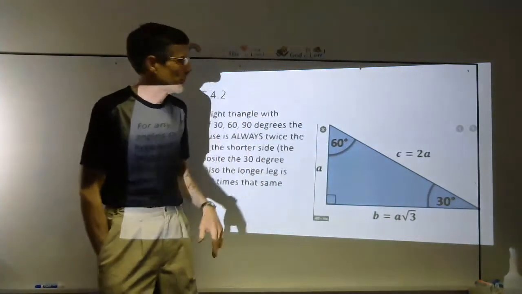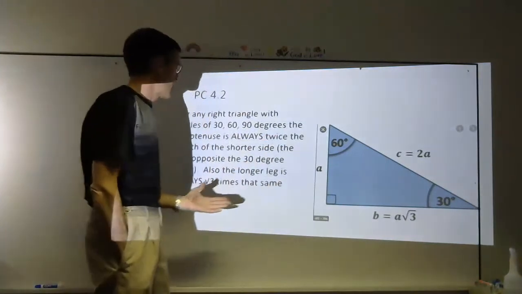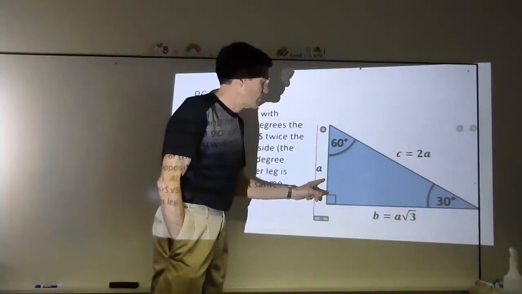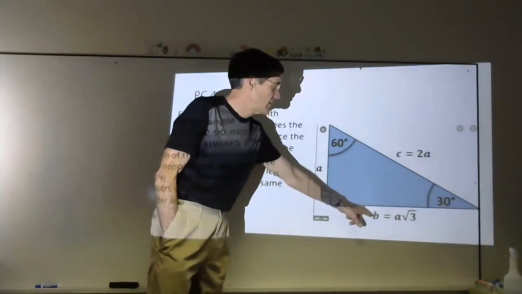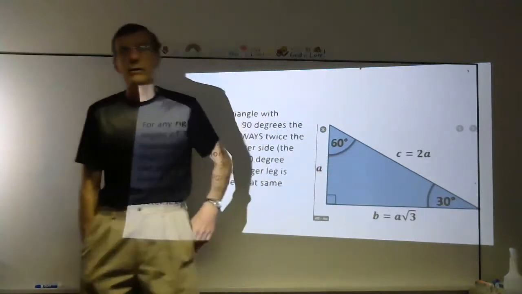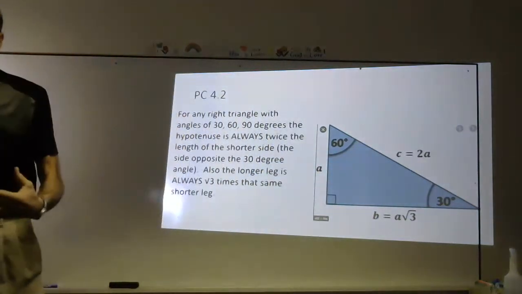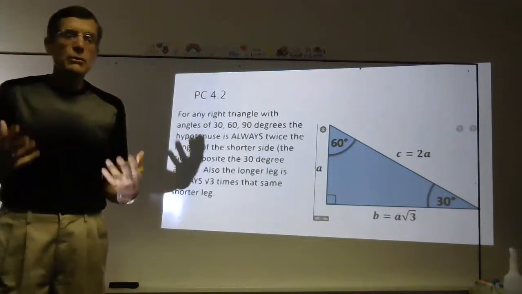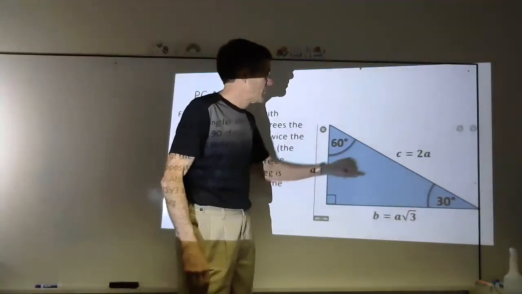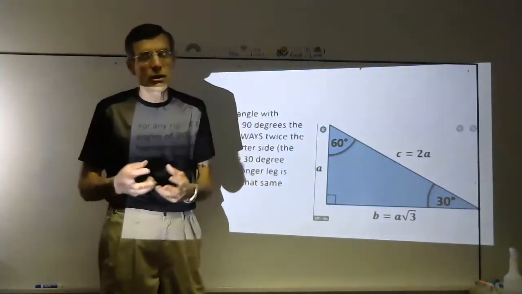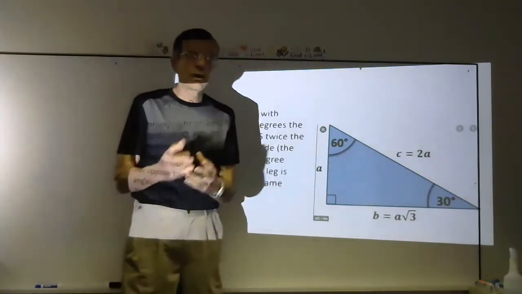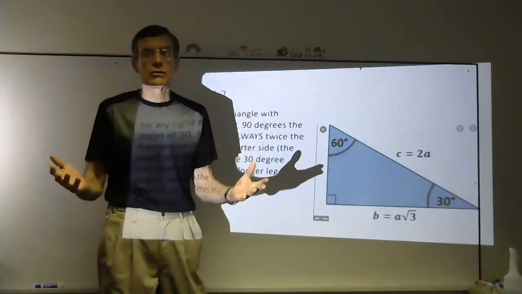But that's not important. Now, there's also a relationship between the longer leg and this shorter side. The longer leg on this side is always √3 times the shorter leg. The hypotenuse is always twice, okay? There will always be a relationship, I'm going to repeat this, between the opposite side and the hypotenuse. It is not always twice, but no matter what your angle is, there's a relationship that holds true no matter what the size of the triangle.